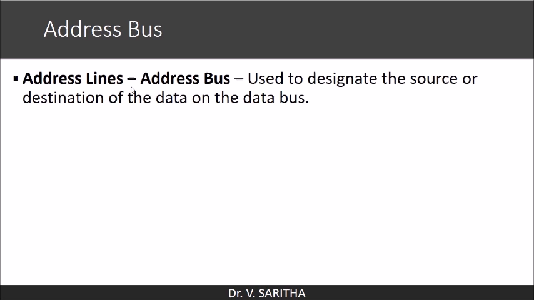Address lines or address bus. This is used to designate the source or destination of the data on the data bus. When we are talking about a read or write operation with memory or with an I/O module by the processor, we are supposed to provide from where we are supposed to read or where we are supposed to write. So that particular address will be communicated to the memory or I/O module by the processor using the address bus.